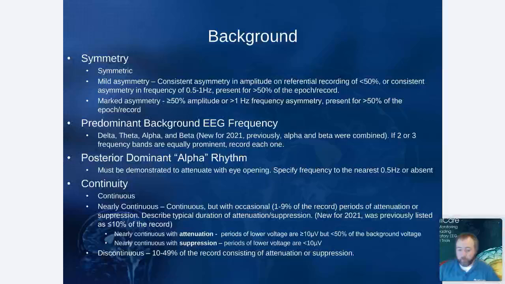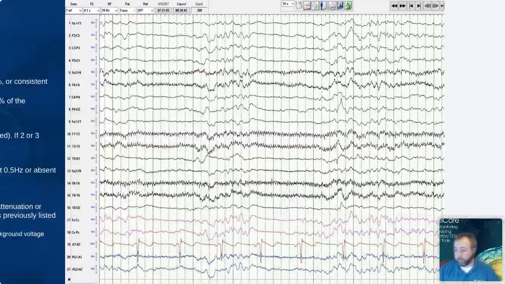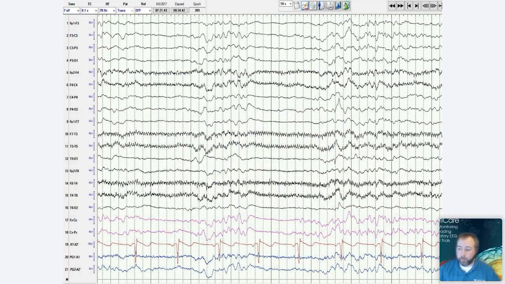Next is going to be discontinuous. This is when 10 to 49% of the record is attenuation or suppression. Here's going to be an example of a discontinuous. So this is not burst suppression. This is a discontinuous EEG.